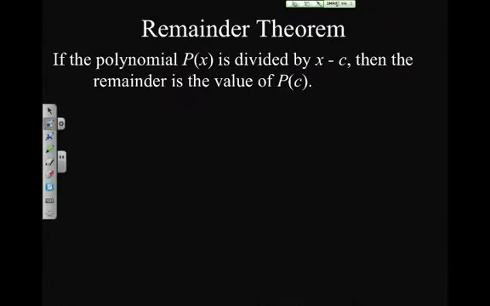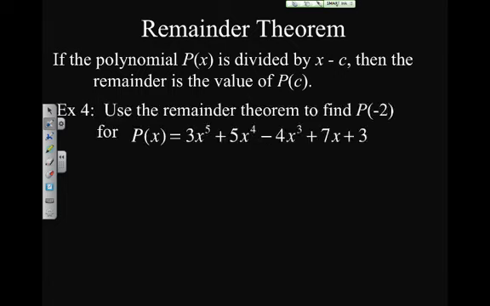So now the remainder theorem. Here's what the remainder theorem says. It says if a polynomial p of x is divided by a linear term, x minus c, then the remainder is the value of p of c. Again, we can use synthetic division here because we are dividing by a linear term. And let's look at an example of how this works.